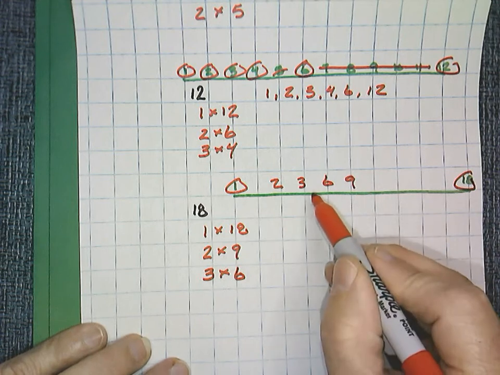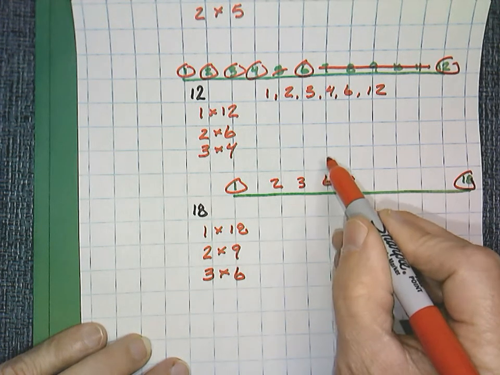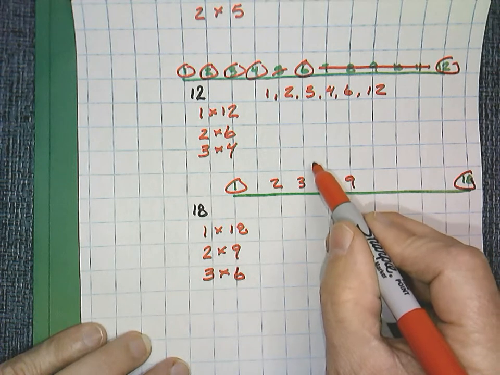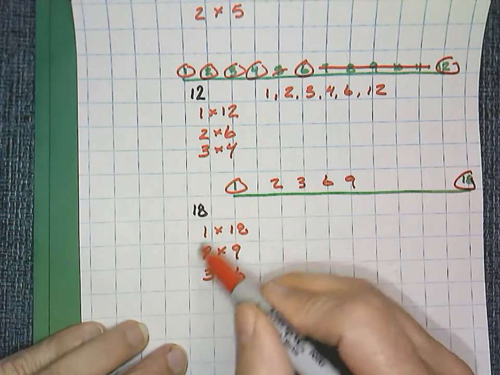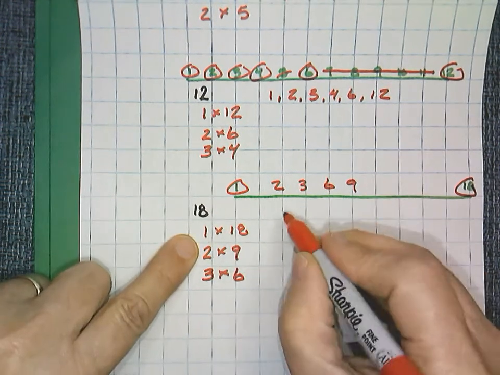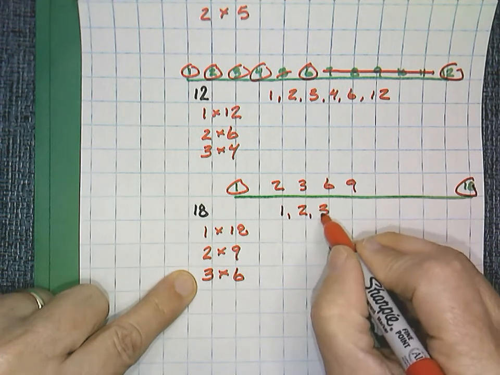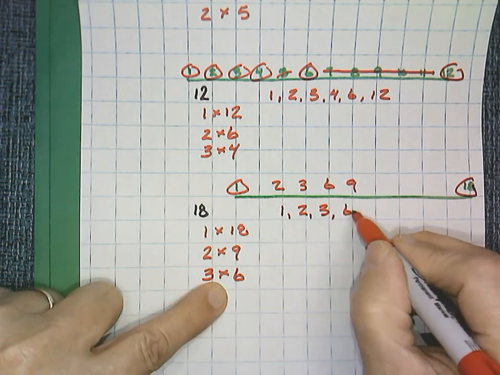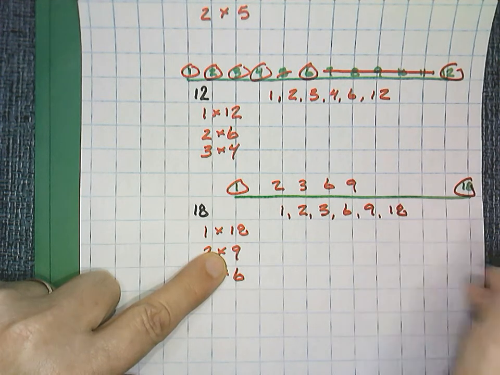Now remember, the only numbers in between 3 and 6 would be 4 and 5. And I know that 4 times any number or 5 times any number will not equal 18. So here are all my factors of 18. I'm going to list them in order: 1, 2, 3, 6, 9, and 18.